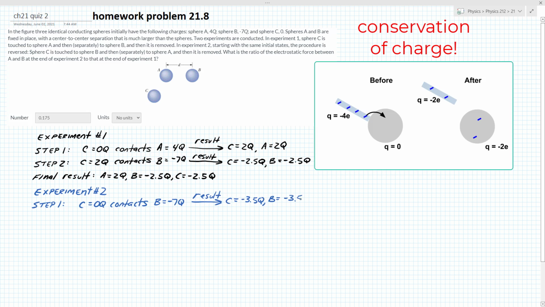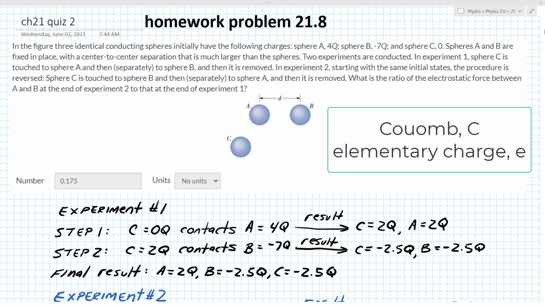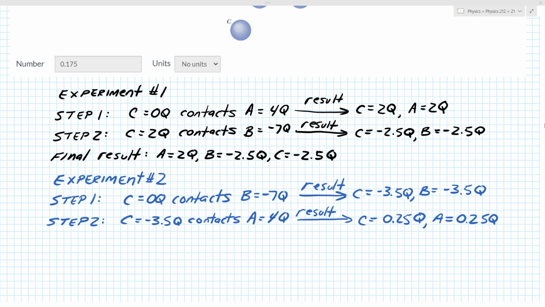The overarching lesson of this problem is conservation of charge. Spheres A, B, and C start off with a charge of 4Q, -7Q, and 0 respectively. This unit, capital Q, represents a charge unit. There are two common units of charge, the coulomb and the fundamental charge. For now though, we can be happy with Q, some amount of charge. Let's go through this in detail.